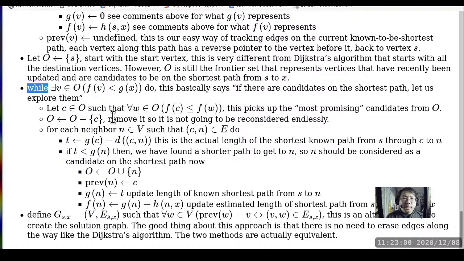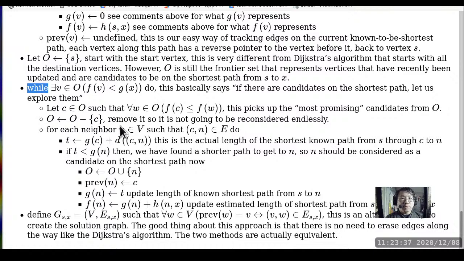Once we have identified which vertex in O is the most promising, we have to get rid of it from O so that we don't have an infinite loop. So O is now without the vertex C. Then we have something that resembles Dijkstra's algorithm, except in Dijkstra's algorithm we look at all the incoming edges of the selected vertex, but in the A star algorithm we flip the direction. So we look at all the outgoing vertices from the vertex that we have chosen.